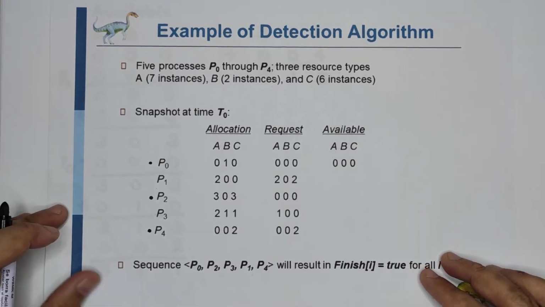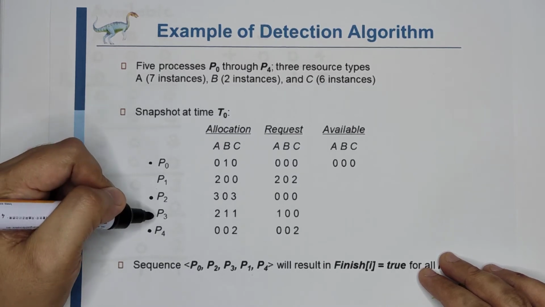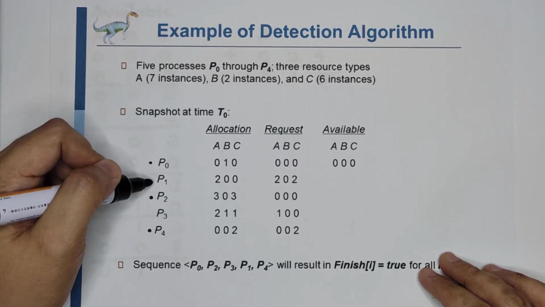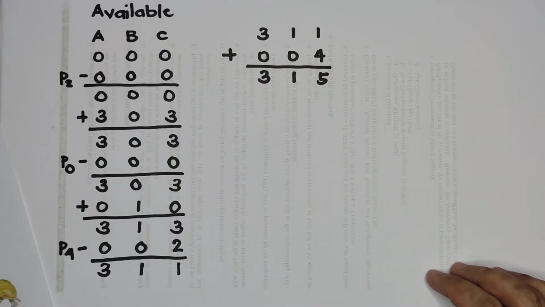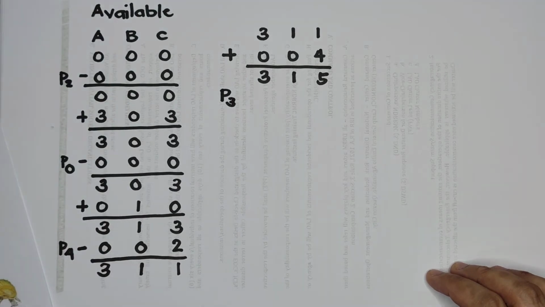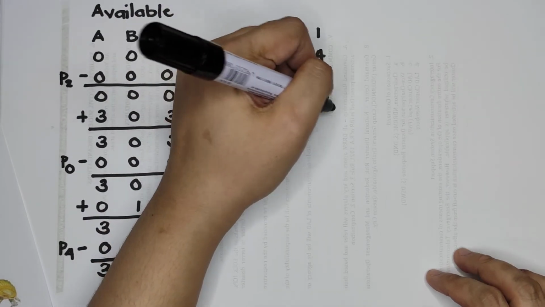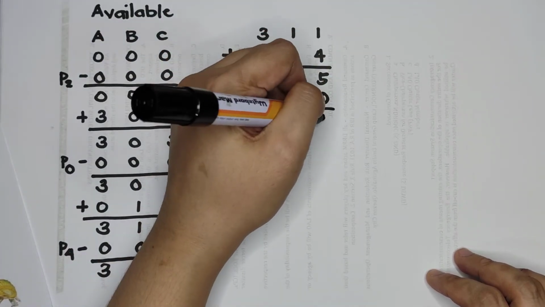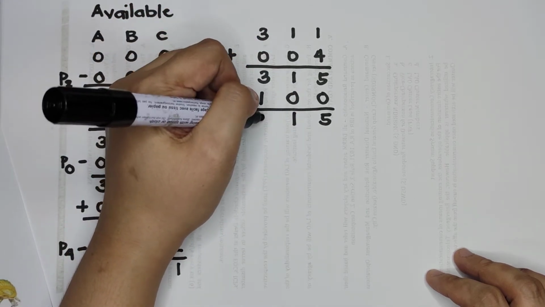So next, since it already fits all, I'm going to select either P sub 1 or P sub 3. So let's select P sub 3. So P sub 3's request is 1, 0, 0. So deduct 1, 0, 0. So we have 5 minus 0 is 5, 1 minus 0 is 1, 3 minus 1 is 2.